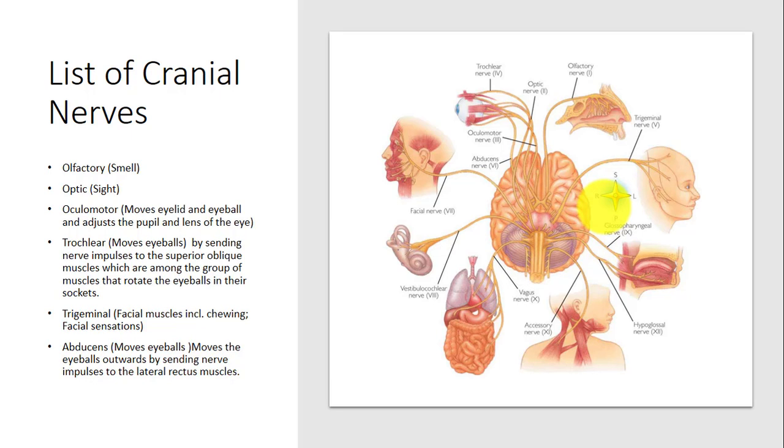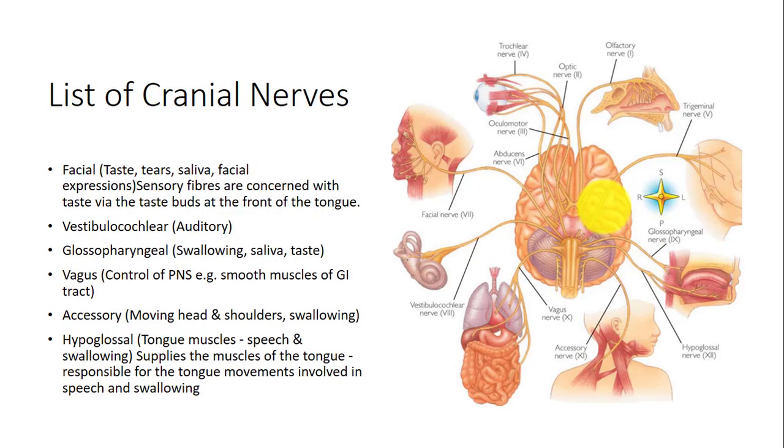So this is the first six: olfactory, optic, oculomotor, trochlear, trigeminal, abducens. I would recommend that you stop this video right now if you're not already and write down what I just said, including the ways I just told you to remember this.